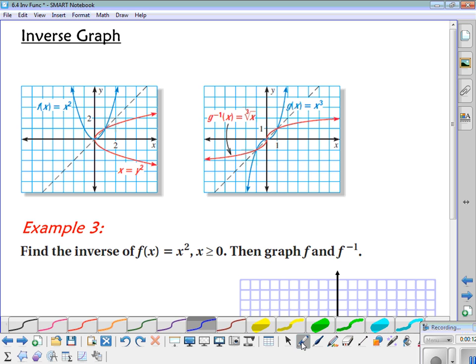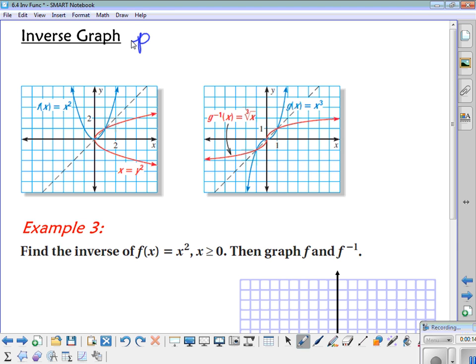And it's up to you, but this is just a picture that's from page 440 in your book, so it's up to you if you need to copy it into your notes or not. I'll leave that up to you. Your notes are your notes. But yeah, we're going to be talking about the inverse graphs a little bit.